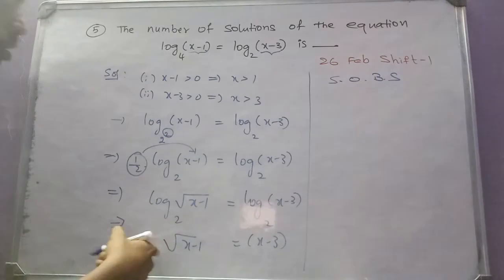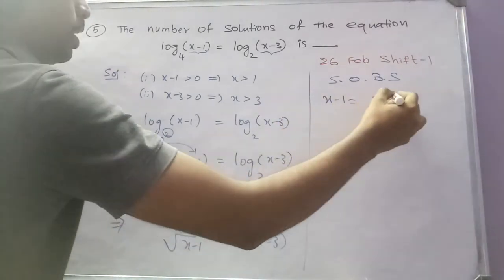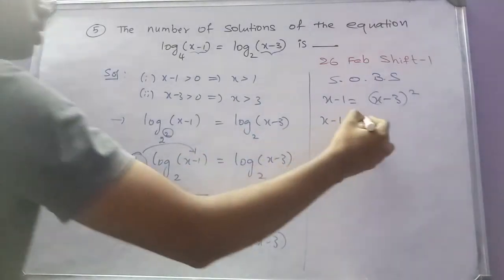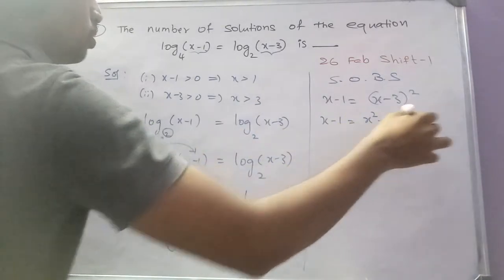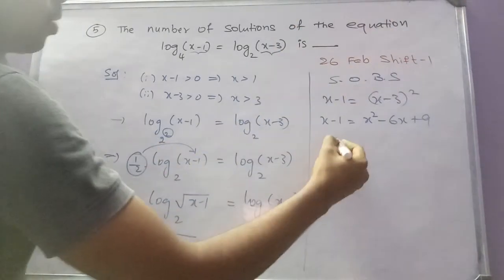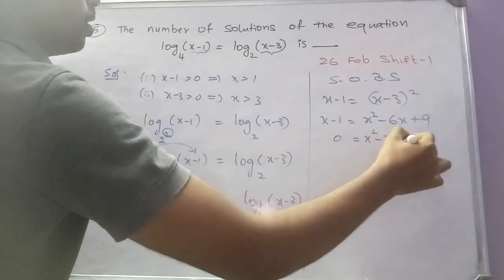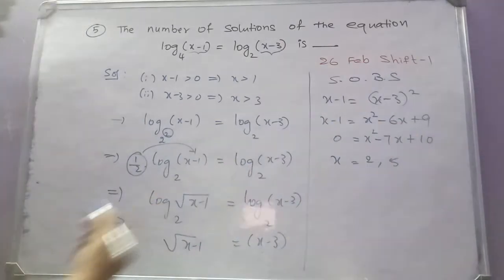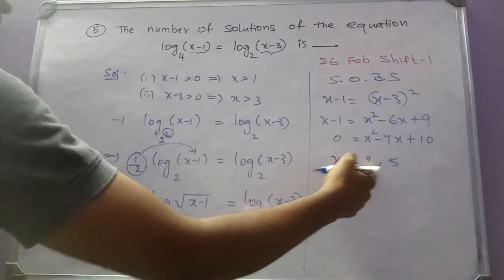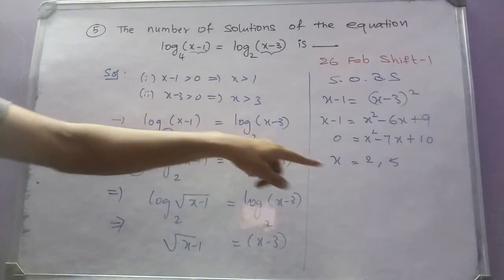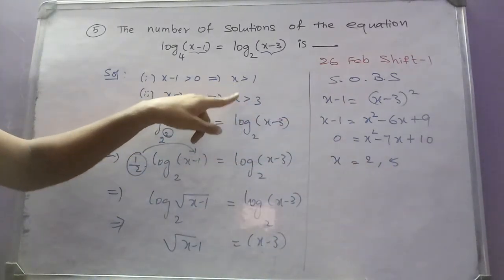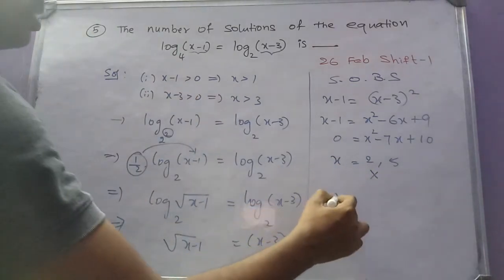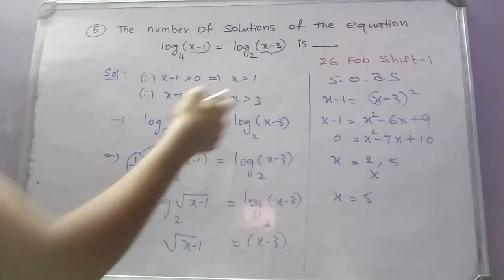Squaring on both sides, you'll get x minus 1 is equal to x minus 3 whole square. On the right side you can take the a minus b whole square expansion, a square minus 2ab plus b square, and take everything to the right side, you get a quadratic equation. If you factorize it, you'll get x is equal to 2, 5. Among 2 and 5, 2 is greater than 1, but 2 is not greater than 3. It is not satisfying the second condition. Therefore x is equal to 5, which satisfies both conditions.